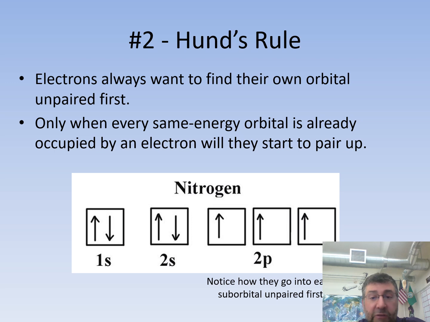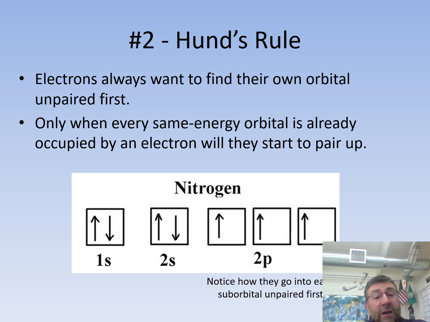Rule number 2 is Hund's rule. And what Hund's rule says is that because electrons repel each other, they want to be as far away from each other as they can when they're in the same energy level or the same orbital or same suborbital. So they will always go in unpaired first before they have to pair up.